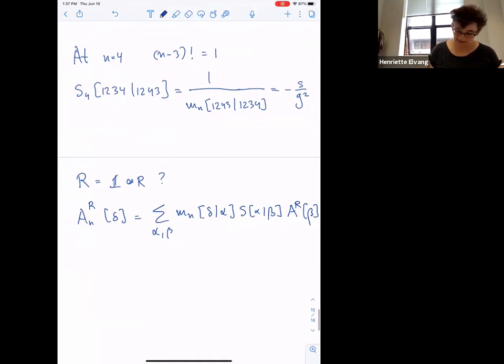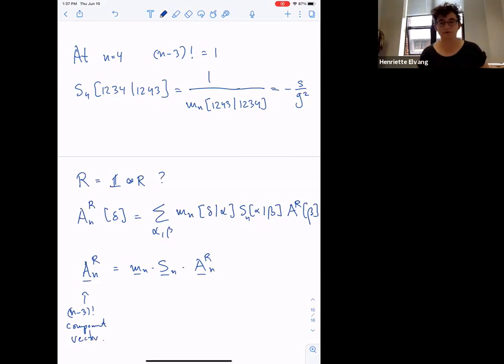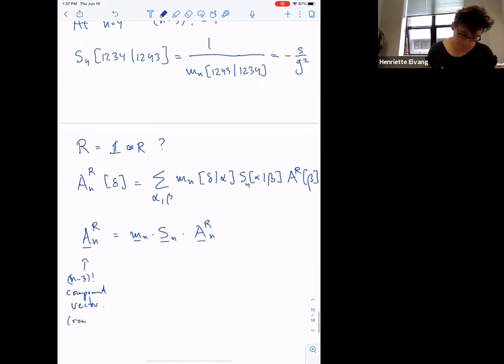And now, when I write this out as a matrix in the same way as before, I would have Mn times Sn dotted in with a vector Rn. So these are not matrices. This is an n-3 factorial component vector. And you can think of the right and left copies as being rows and columns respectively. All right, columns, I mean. So that's a column vector.